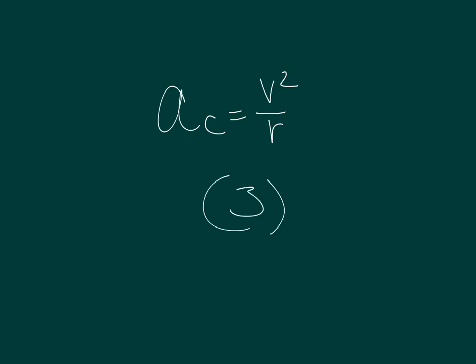Number 93. If the mass of the cart were halved, what would happen to the centripetal acceleration? Centripetal acceleration is v squared over r. Mass is not in the formula, therefore if we change the mass, the centripetal acceleration does not change, which is choice 3. Remains the same. Does not affect A of C.